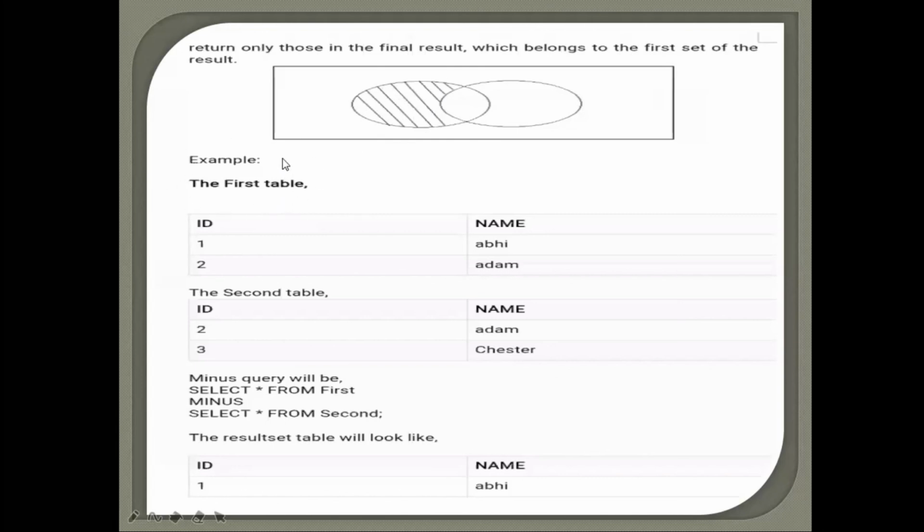So you have 1 and 2 as IDs in the first table, and 2 and 3 as IDs in the second. If I say from first minus from second, that means the first table is the table from which I have to subtract the second one. So as an output I will have only values from the first table, and the common values between the two are not taken into consideration.